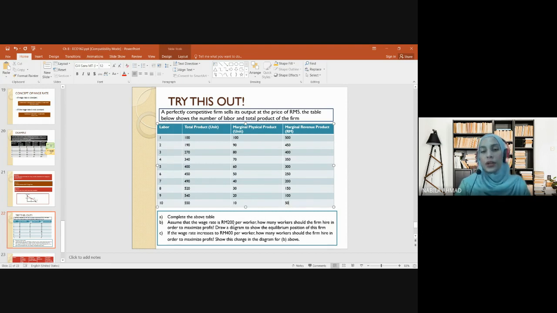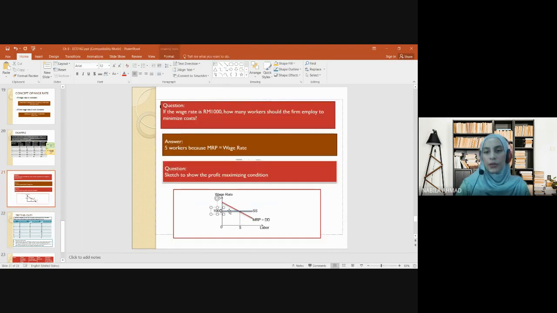Okay, kita lihat soalan. Assume the wage rate is RM200. How many workers should the firm hire in order to maximize profit? Jadi, kalau marginal wage cost adalah 200, jadi berapakah MRP? So, MRP equals MWC at 200. So, berapa number of labor? 7. So, disuruh draw the diagram to show the equilibrium. Kita lihat di sini je lah. So, tadi berapa? 200 kan? 200. Number of labor adalah 7. Macam ni.